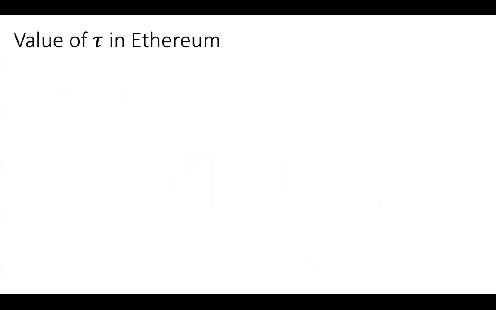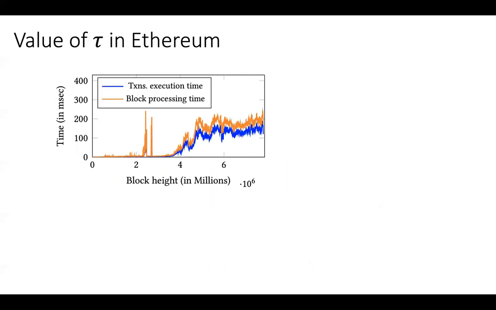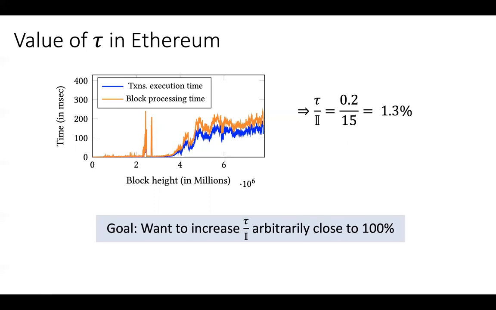So what value does Ethereum pick? We do our measurement, and we see that the absolute value of tau in Ethereum is about 200 milliseconds. As a result, with I being 15 seconds on average in Ethereum, we get that Ethereum only uses 1.3% of the total time for transaction execution, that is, useful work. The goal of our paper is to increase this to arbitrarily close to 100%.